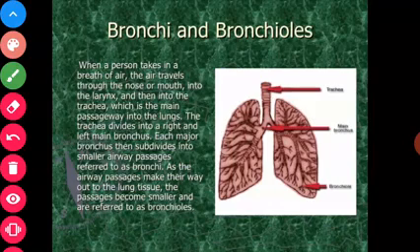Each major bronchus then subdivides into smaller airway passages, known as bronchioles. As the airway passages make their way out of the lung tissue, they become smaller and are referred to as bronchioles. It means the small bronchi are divided into bronchioles. From the trachea there arise two bronchi, and from each bronchus there arises a different number of bronchioles.